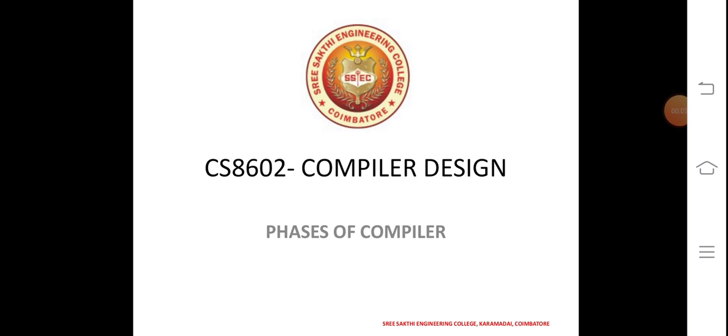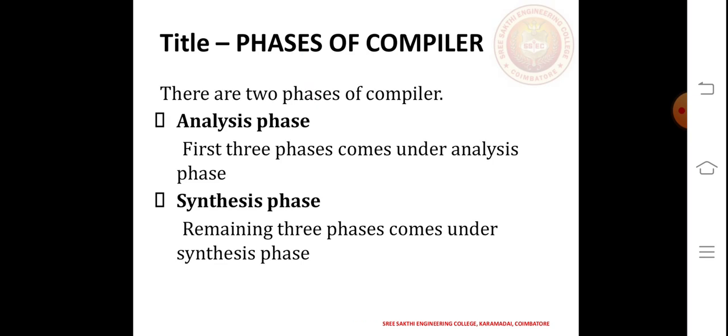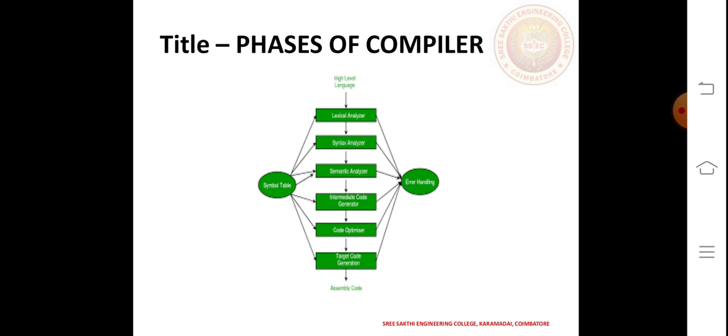Hi all. Today we're going to see about the phases of a compiler in compiler design. The phases of a compiler come under two different phases. The first one is the analysis phase, and the next one is the synthesis phase. We'll see these two phases briefly in the following structure. This is the structure of the phases of a compiler.